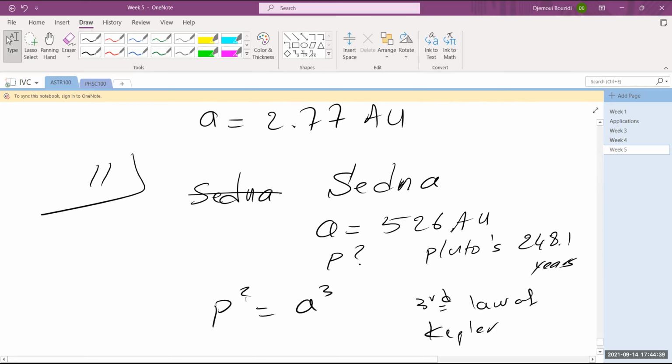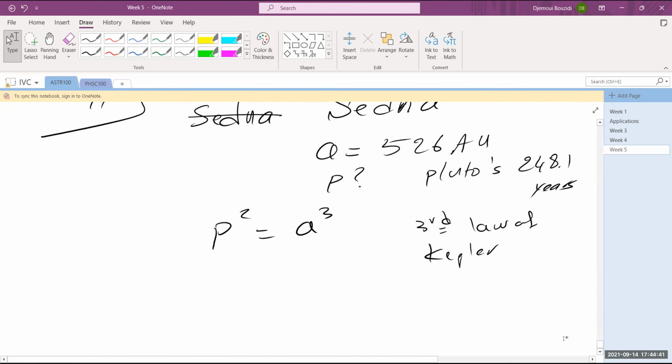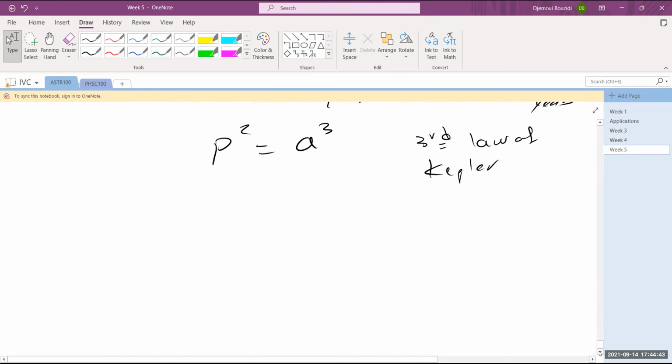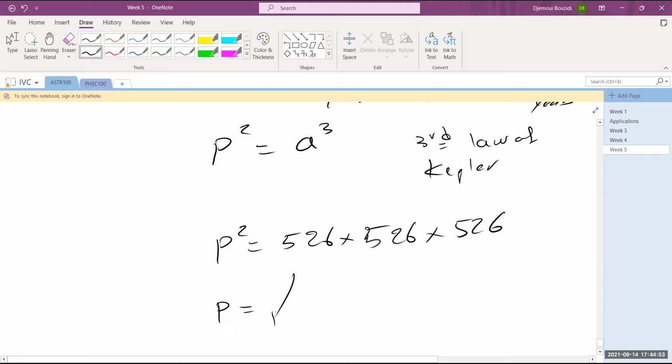They gave me A. I need to find P. So A is 526, but I have to cube that. That means I have to multiply it by itself 3 times. If I take the square root of this number, that's going to tell me how many years that is.